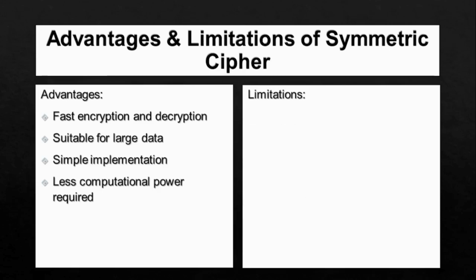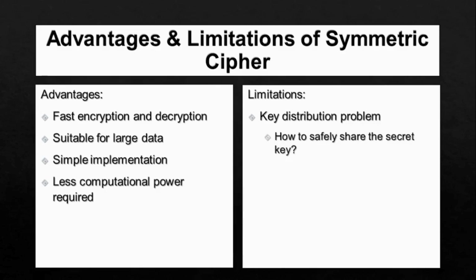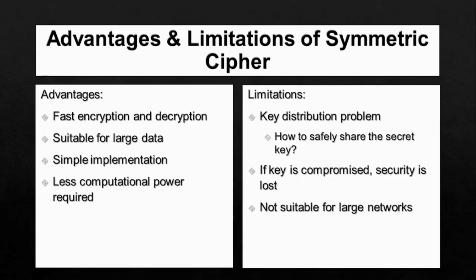Now let's understand the limitations. The major limitation of symmetric encryption is the secure key sharing problem. In symmetric encryption, the key is required by both sender and receiver. If the secret key is compromised, the entire communication becomes insecure. Therefore, key management is a very serious challenge in symmetric encryption, and that's why it is not suitable for large networks.